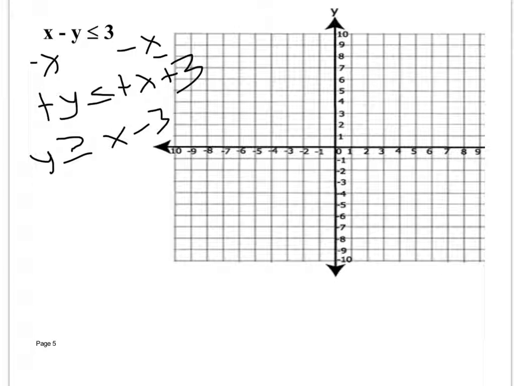So this is my boundary. y is greater than or equal to x minus 3. So my y-intercept's at negative 3. My slope is 1 over 1. Okay, and it's a solid line because it's equal to. So there we go.